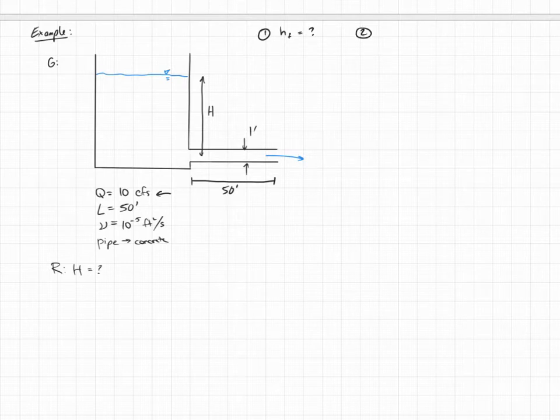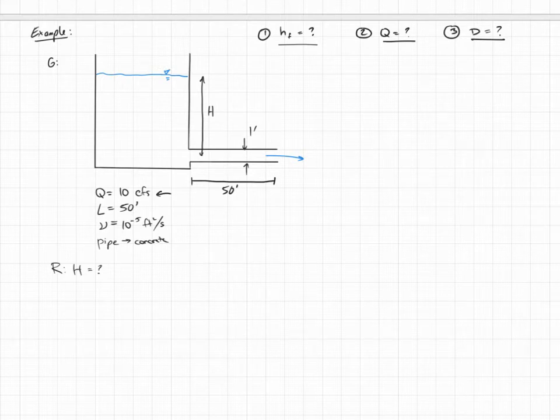Type 2 is Q equals question mark. And type 3, we're looking for the diameter. Type 3 is probably the most engineering-y one, because this is kind of a design problem when we're looking for the diameter. This one is more like class. And so we don't really know which one we're looking for here.